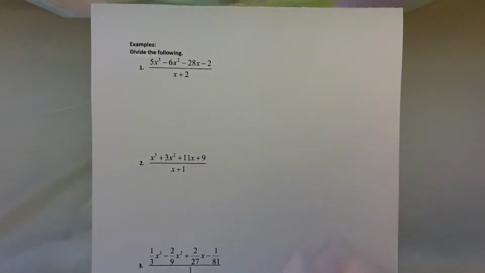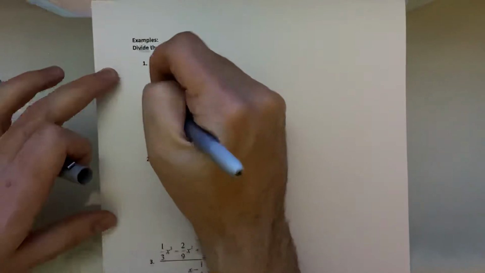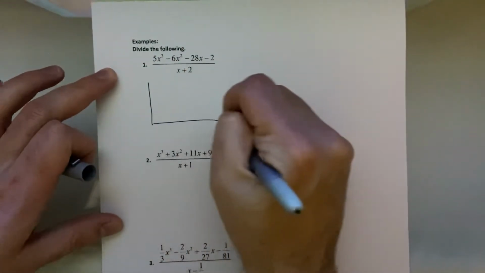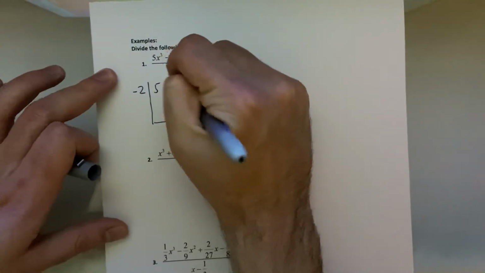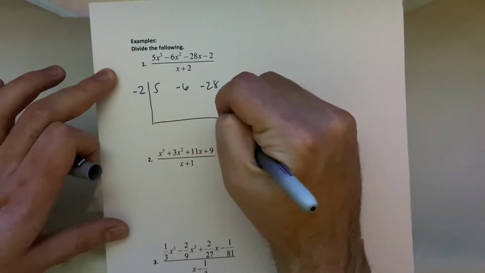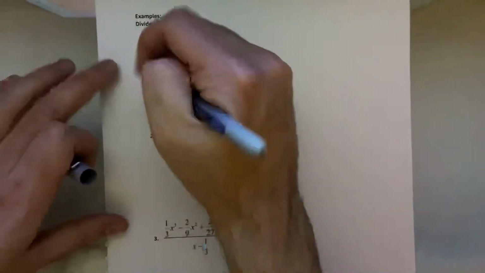So let's just practice dividing using the algorithm. 5x cubed minus 6x squared minus 28x minus 2 over x plus 2. Since it's x plus 2, negative 2 goes outside. 5, negative 6, negative 28, negative 2.